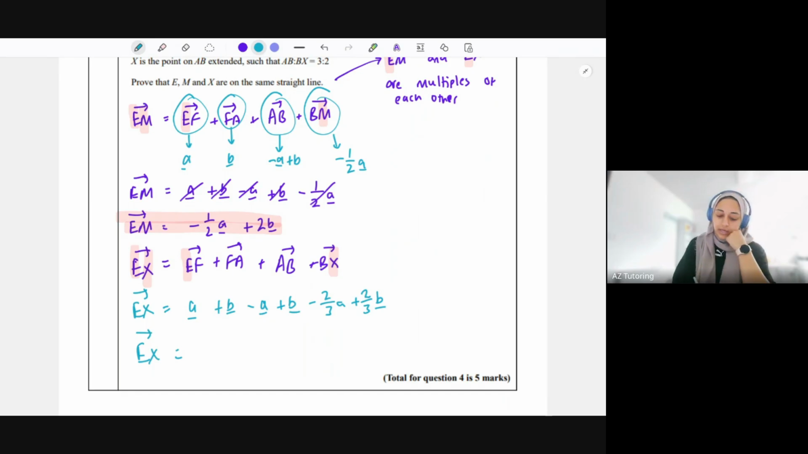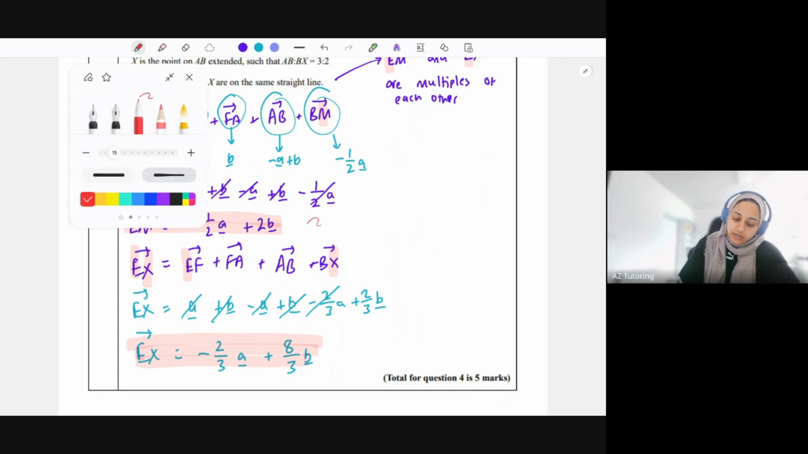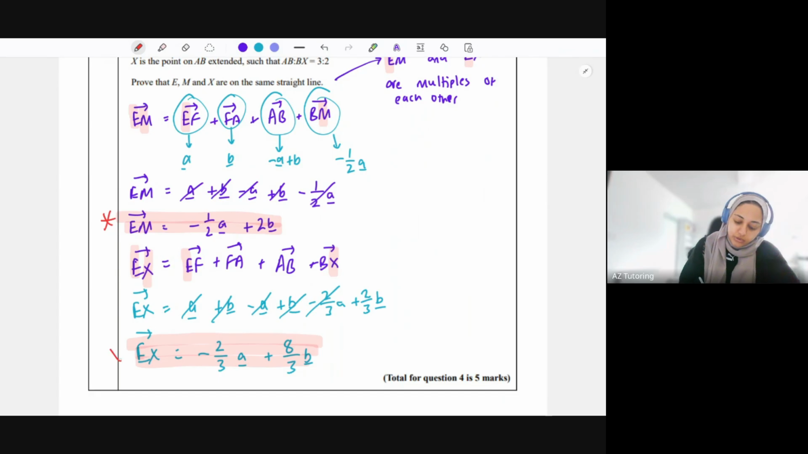We have got a minus a, which cancels out, so we've got just minus 2/3 a. We've got b plus b, which is 2b, and then 2b plus 2/3 b. Calculate 2 plus 2 over 3 gives me 8/3 b. Okay, perfect. So we've got E to M and we've got E to X. And I'll just highlight them red here. We're proving that these two are multiples of each other.